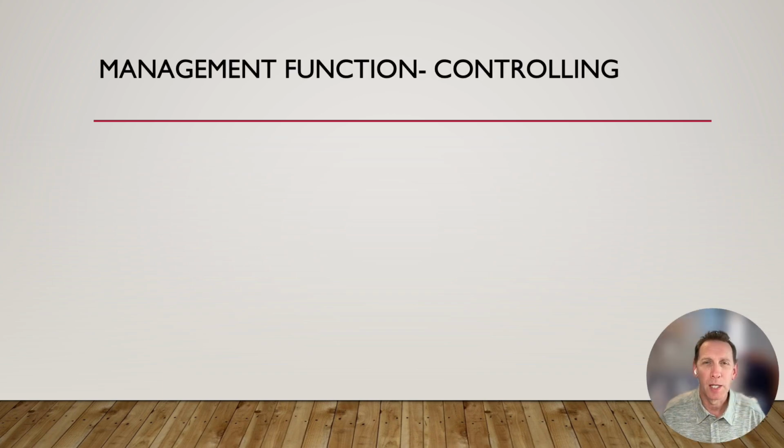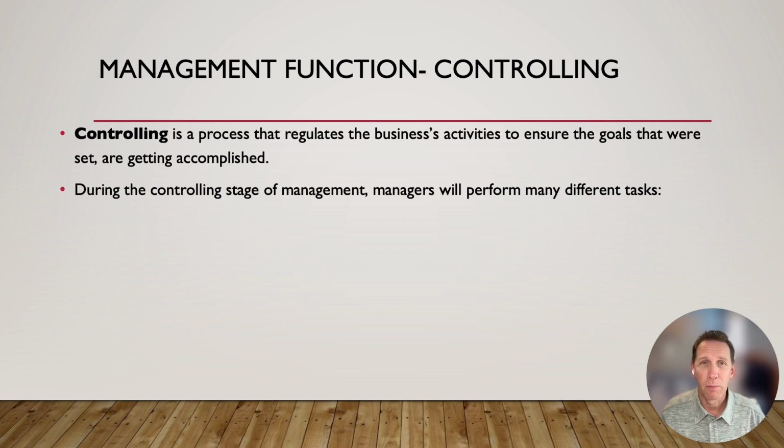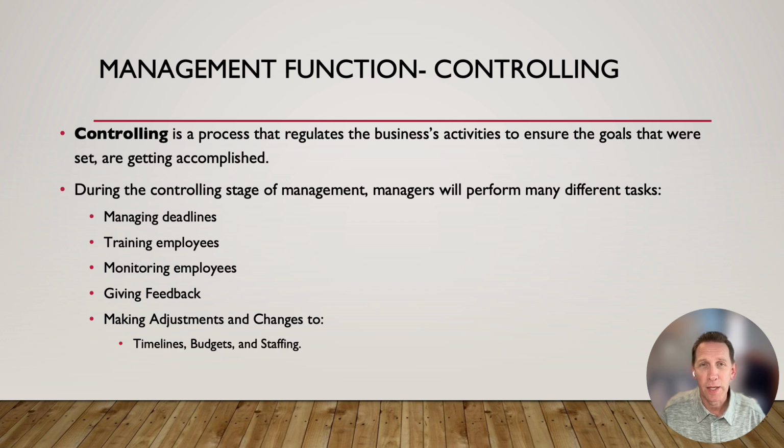So let's talk about the management function of controlling. Controlling is a process that regulates the business's activities to ensure the goals that were set are getting accomplished. Now, during the controlling stage of management, managers will perform many different tasks, such as managing deadlines, training employees, monitoring employees, giving feedback, making adjustments and changes to things like timelines, budgets, and staffing, and of course, evaluating employees' performance.